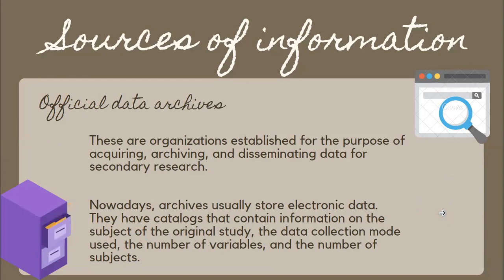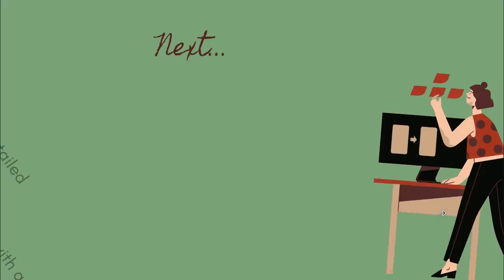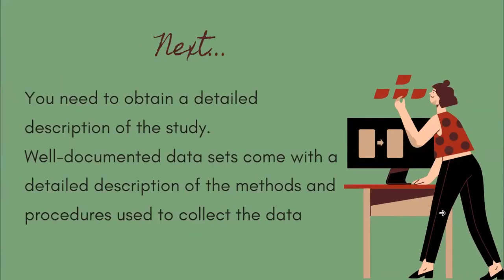This is really important. If you want to use secondary data, you need to have all of this information, so it is easier for you to make your rationale. Now, what happens next? You need to obtain a detailed description of the study. Well-documented data sets come with a detailed description of the methods and procedures used to collect the data. As I mentioned, it's quite important that you have all of this, but it's difficult to read because every researcher has their own ways of doing it. And it is quite difficult for them to share everything.